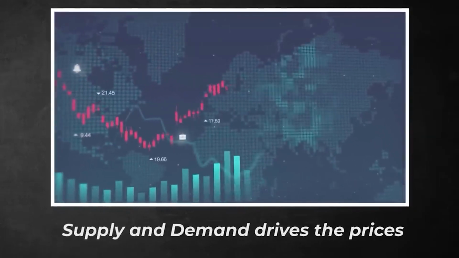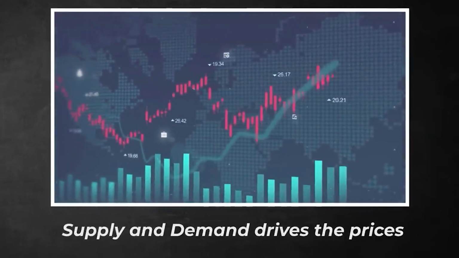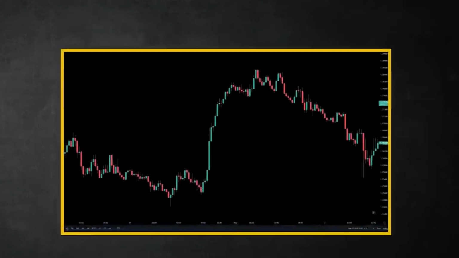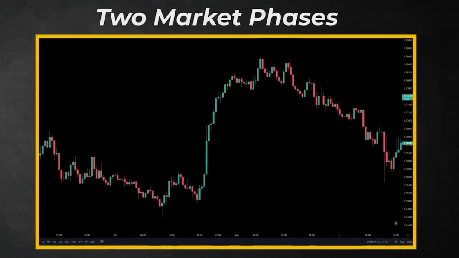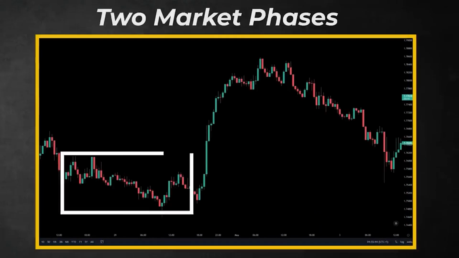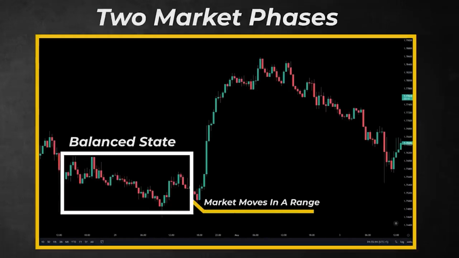The driving force behind changes in price in any market is supply and demand. The market generally has one of two phases at all times. The first one is the balanced state, in which the market is moving inside a range and there are no impulsive moves or gaps in the market. This represents that the forces of buyers and sellers are equal, and the market makes this ranging structure.